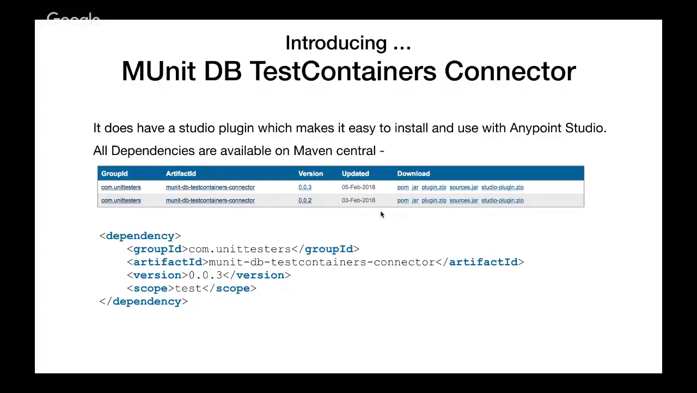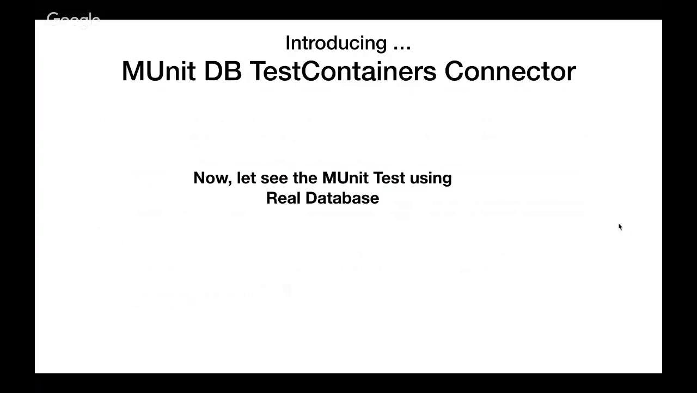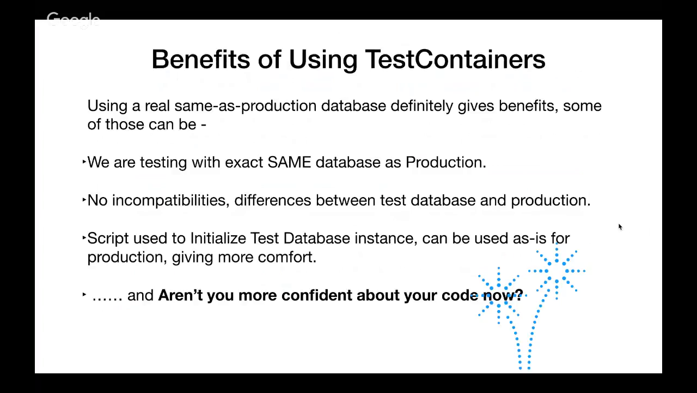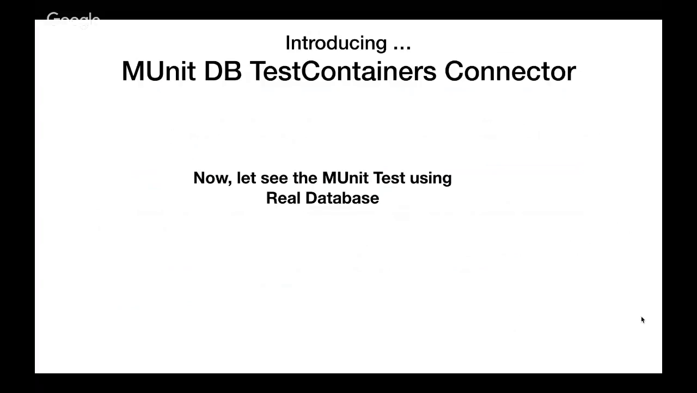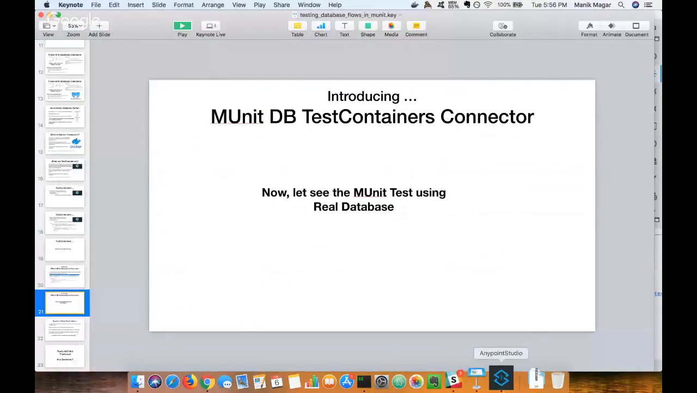It is available on the Maven repository. The Studio plugin is also there, so you can just go to the Maven repository and install the Studio plugin. Now, using this Testcontainers connector, let's see how the MUnit test case looks when we use the real database instead of the database connector. Let me switch to Studio here.